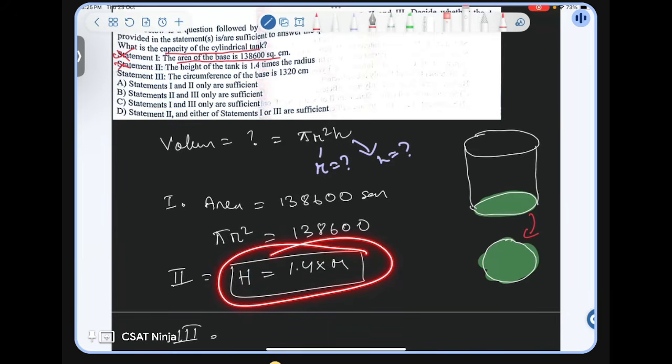Just by these two relations, we won't be able to solve. So let us go to statement number 3. Statement number 3 is what? Circumference of the base is given. What is circumference? Circumference means this one.